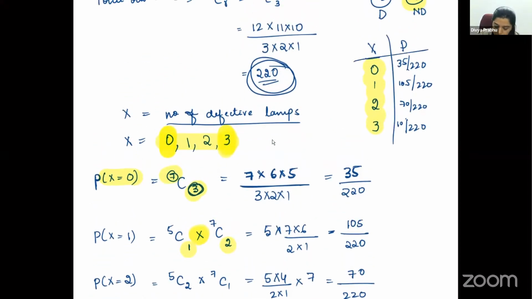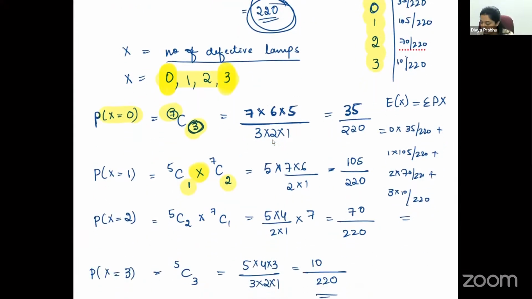So I've already formed the probability distribution. Now I want to find E of x. E of x is nothing but summation P into x. So multiply 0 into 35 by 220 plus 1 into 105 by 220 plus 2 into 70 by 220 plus 3 into 10 by 220. Get me the answer. Tell me what is the final answer. This will be the expected value. That's all. Expected number of defective lamps. I want the final answer. See, the denominators are same. So just go on multiplying and then divide by 220. That's all.